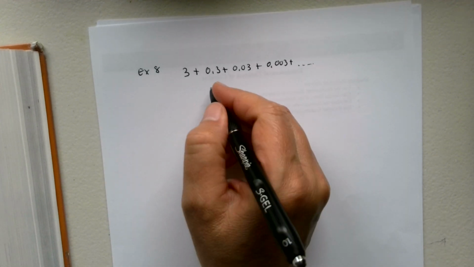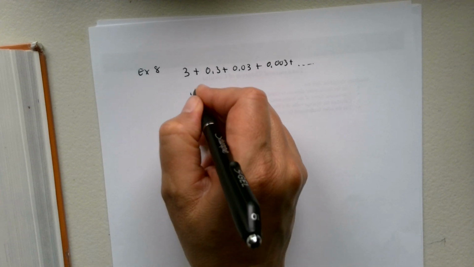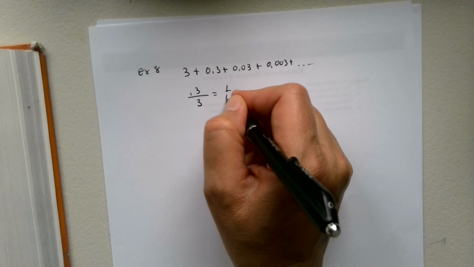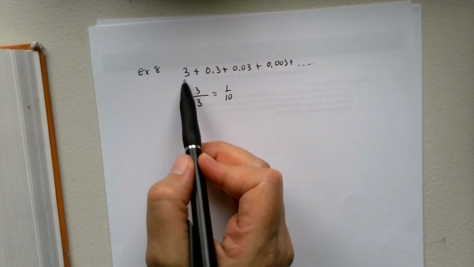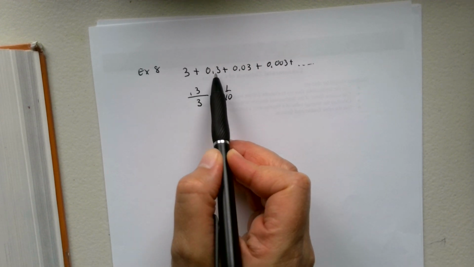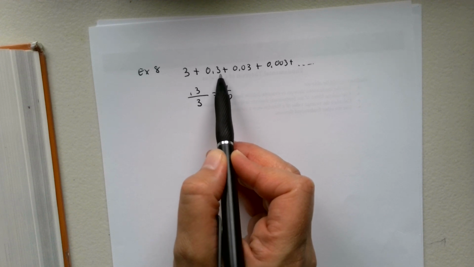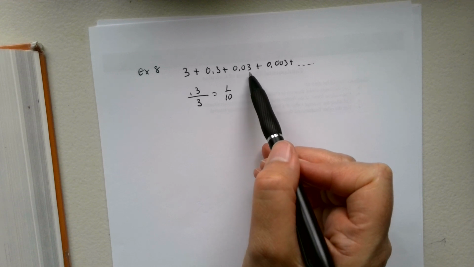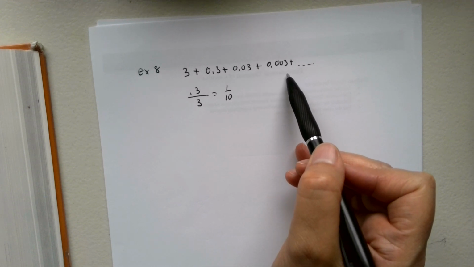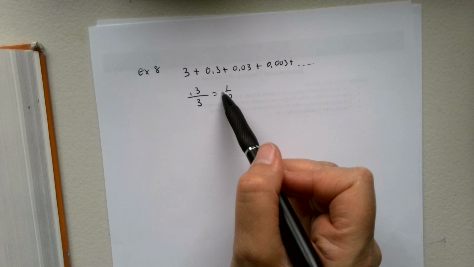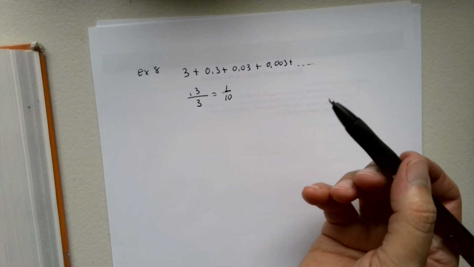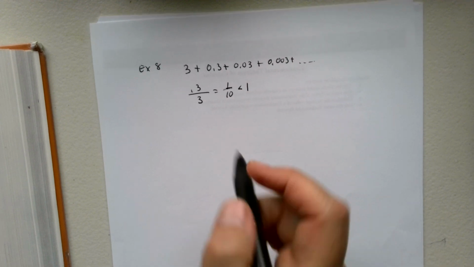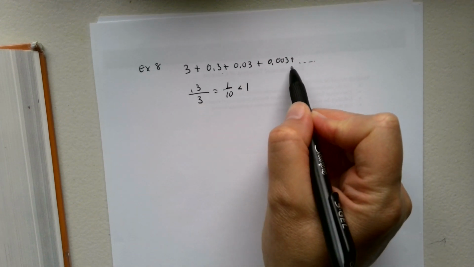If we want the common ratio, we're going to take 0.3 and divide it by 3, and that's going to be 1/10. And so basically 3 divided by 10 is 3/10. 3/10 divided by 10 is 3/100. 3/100 divided by 10 is 3/1000. So we're basically dividing by 10 or multiplying by 1/10 each time. Well, that number is less than 1. And these numbers are getting smaller and smaller.